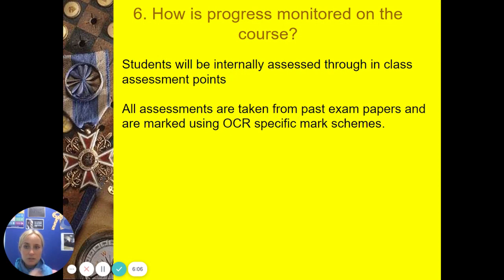How is progress monitored? Well, students will be internally assessed through in-class assessment points. All assessments are taken from past paper exams and are marked using OCR-specific mark schemes. The grades will then be generated using the percentages that OCR have used in the past.